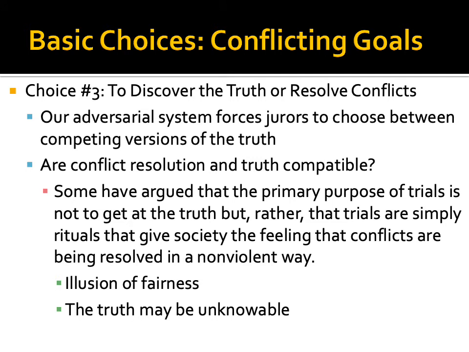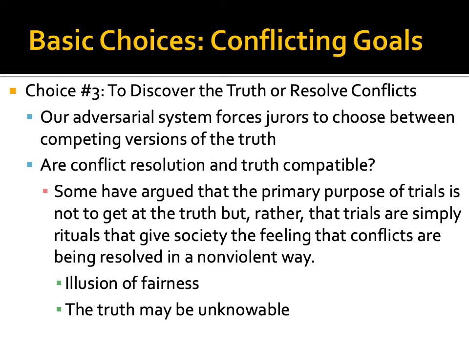set up. Our adversarial system forces jurors to choose between competing versions of the truth, right? Both sides of a dispute get to stand up and say their side of the story. Kind of like if any of you had conflicts with your brothers and sisters growing up, your parents probably said to you guys, both of you, tell me what happened, and then you try and solve the problem, and the truth is somewhere in the middle. So, are conflict resolution and truth actually compatible?